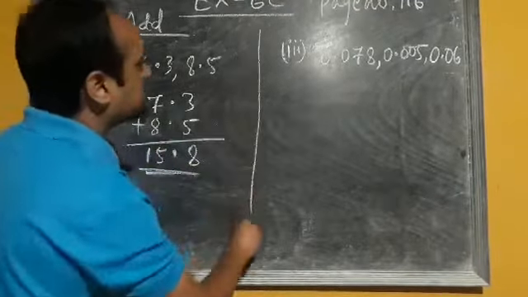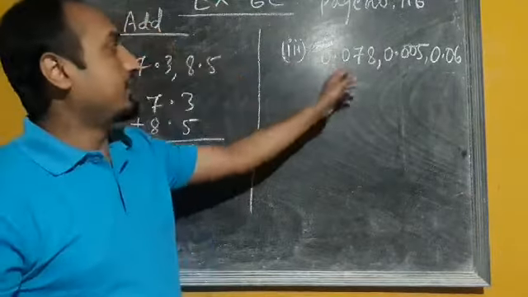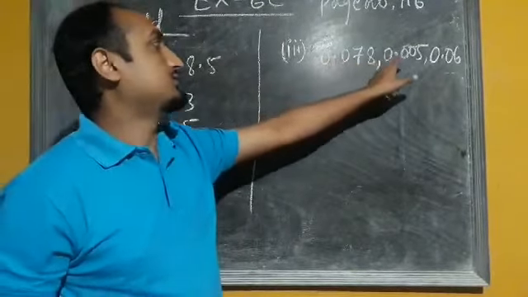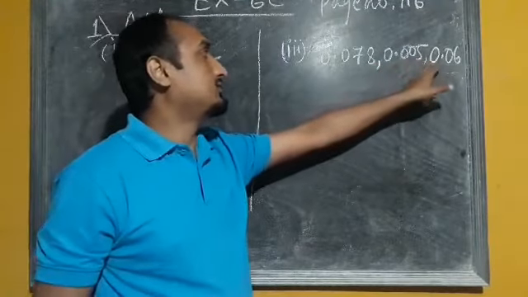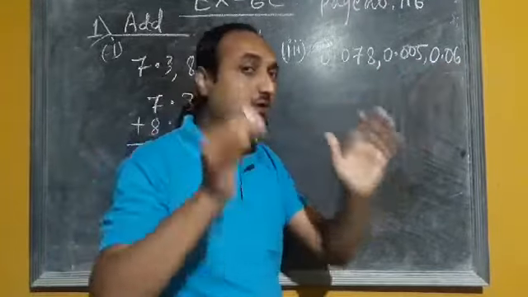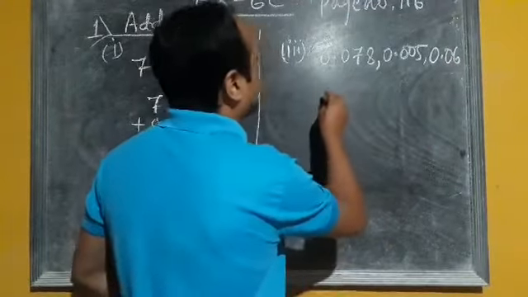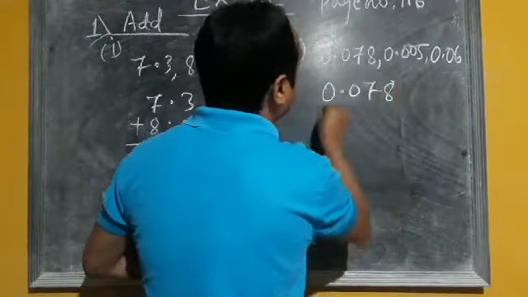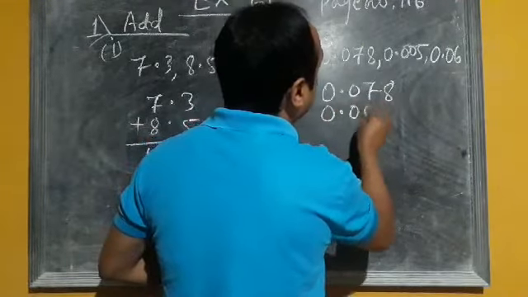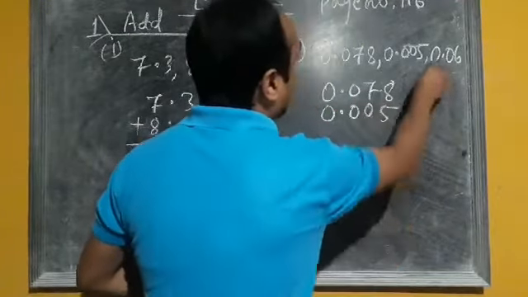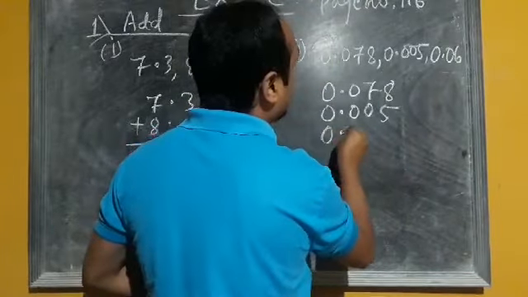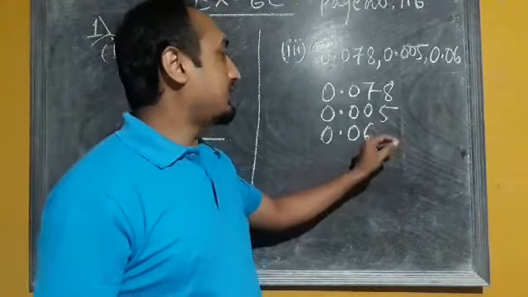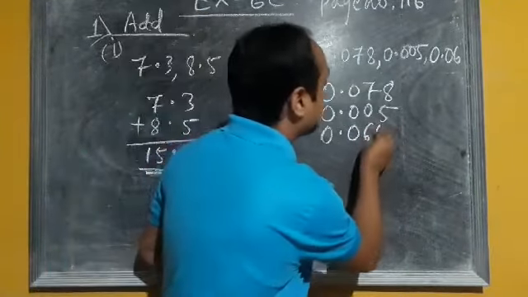Now the next question from this question number 1 is: add 0.078, 0.005 and 0.06. So we have to add these three numbers. Let's write it down. 0.078, 0.005 and another one is 0.06. Now here, after the decimal point, you can place 0 also.